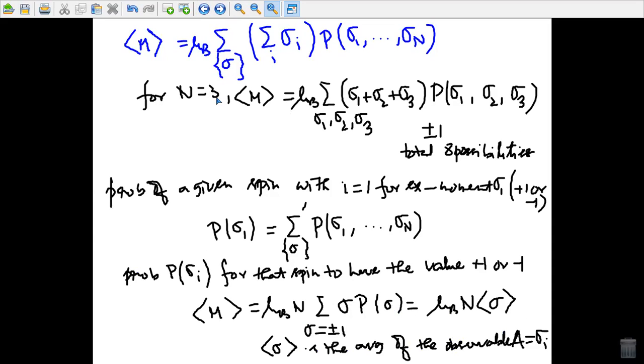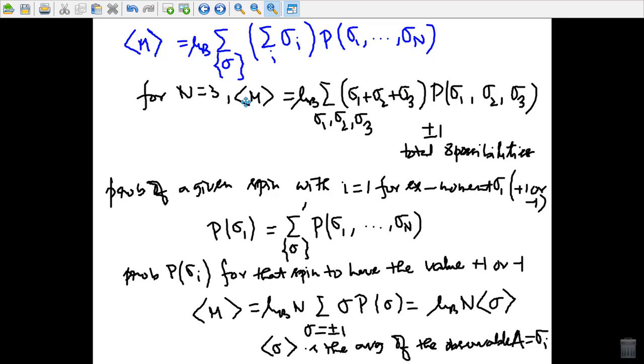In the simple case for capital N equals 3, we obtain the average of M equals mu B times the summation over sigma 1 to sigma 3 of sigma 1 plus sigma 2 plus sigma 3 times the probability P of sigma 1, sigma 2, sigma 3, where the summation is performed independently over sigma 1, sigma 2, and sigma 3, each assuming the value of plus or minus 1. So there are a total of 8 possibilities, right? Next we show how the average of M is proportional to the average magnetic moment of a single spin.